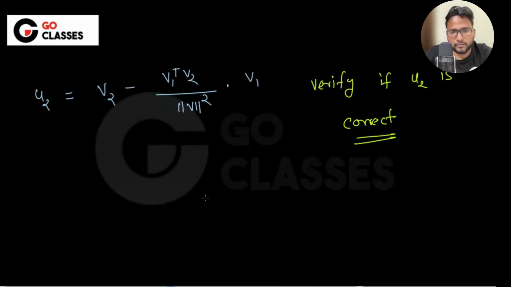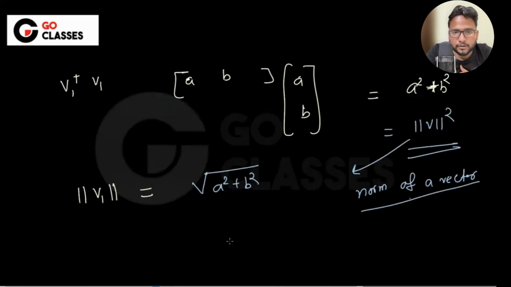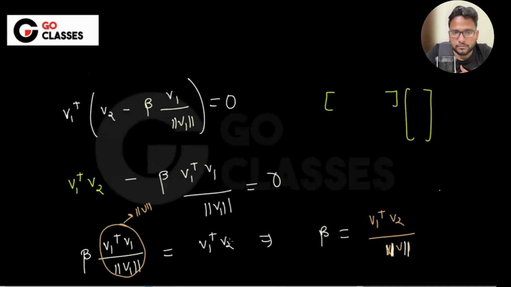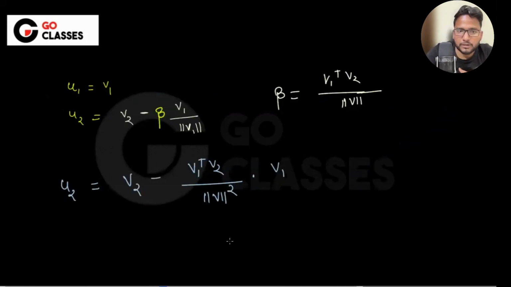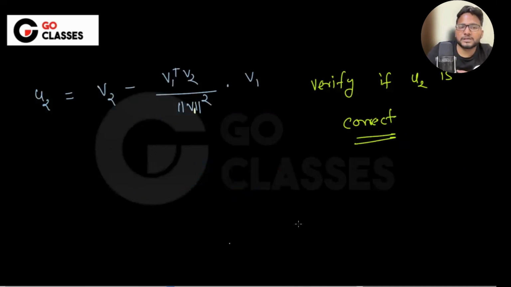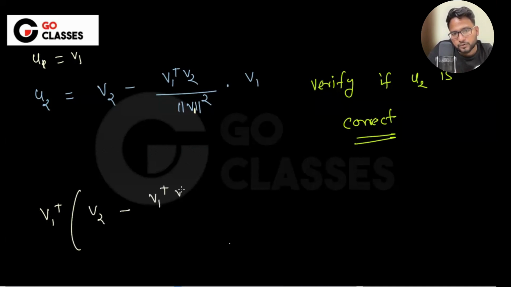Sorry, it will be V1. Yes, it is V1 only. Basically, it should be perpendicular to U1, or V1, right? So let's verify this. Let's multiply V1 transpose into this V2 minus V1 transpose V2 upon V1 square, into V1.